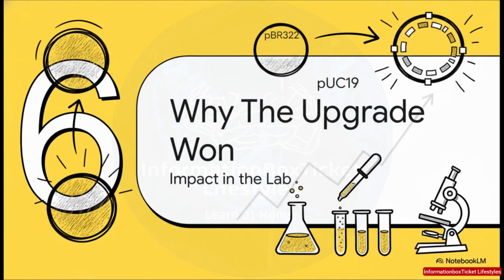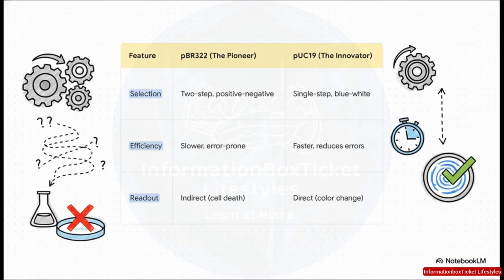So let's bring it all home. Why was this such a massive, revolutionary upgrade? What was the actual real-world impact of switching from the old pBR322 to the sleek, new pUC19? I mean, this table really says it all, doesn't it? pBR322 was the pioneer. It was brilliant, but its selection method was slow and labor-intensive. pUC19 was the innovator. It was smaller, faster, and used a visual, single-step screen. The jump in efficiency wasn't just small, it was huge. It turned a multi-day ordeal into something you could figure out just by glancing at a dish.